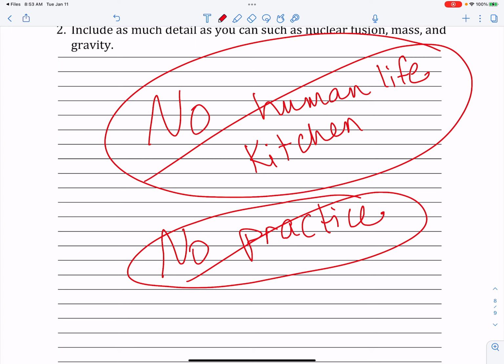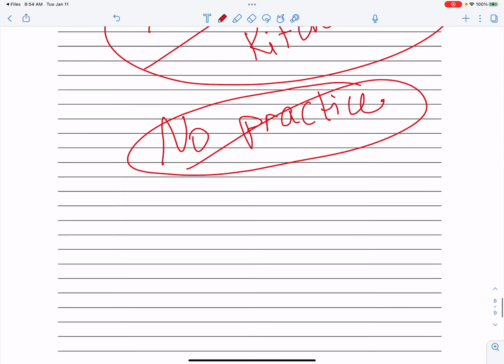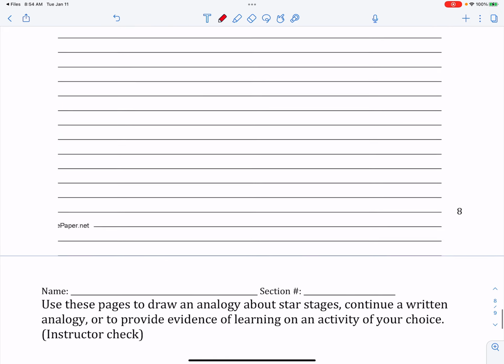But if you tie it to that other activity, that's what will count here. So don't use it to just rewrite your notes. This is not the space for that. Okay, so everything then will go back to, except for these analogy pieces.